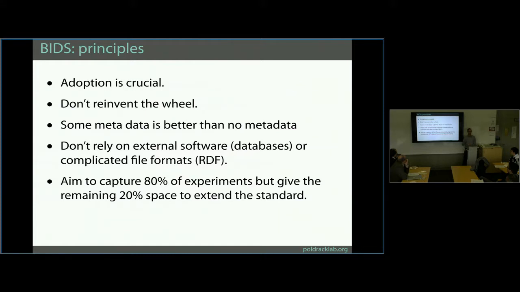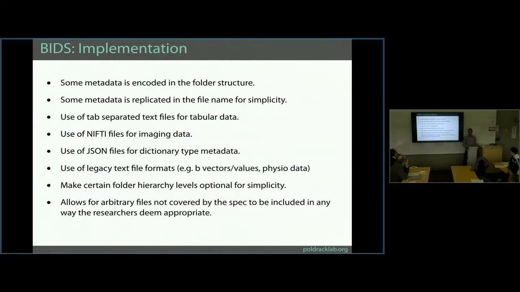So again, often in the informatics world, there's a perfectionism about getting every possible thing one might need. We try to step back from that and say, we'd rather get some metadata than none at all. We don't rely on external software like databases or on complicated formats like RDF. Everything is in JSON, which is an easily readable text format, or in just tabulated limited text files. And then we want to capture most of the experiments that are out there, but allow people to extend the format for data sets that don't quite fit.